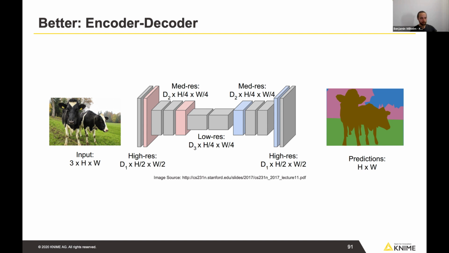We know most of the parts of this encoder-decoder architecture, but we haven't seen any upsampling operations yet. So what you can do for upsampling is you can simply do nearest neighbor upsampling, for example, or interpolate the values. But there's also another upsampling operation, which is specific to neural networks, which is the transpose convolution.